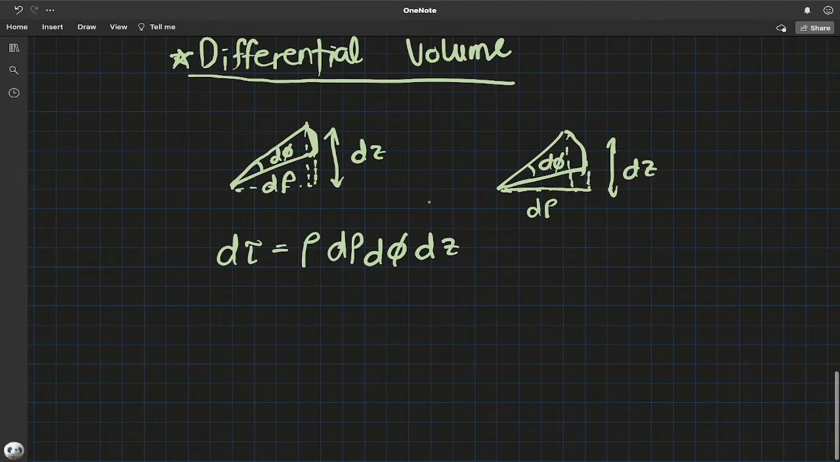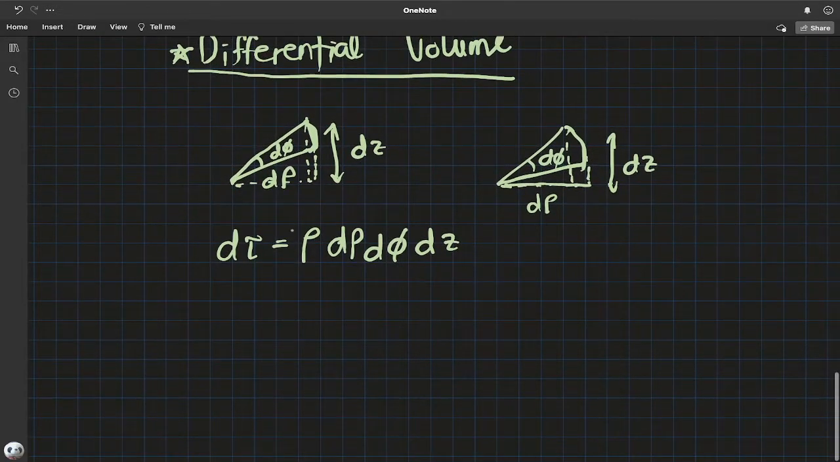Yes, you can see this by geometry in this case, because for this slice you have this length and this length, so you just multiply them, but you also need this length, the arc length. For the arc length we have the radius times the angle, so that will be rho times d phi. So you get that relationship going down there.